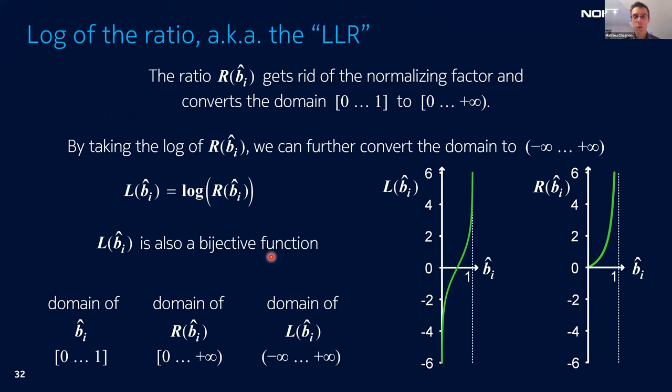And so we said that we can take the ratio to change the domain from 0 to 1 to 0 to infinity. Even better than that is to take the logarithm of the ratio, which will further convert the domain from 0 to 1, then 0 to infinity, and then minus infinity to plus infinity. By taking the logarithm of something that goes from 0 to plus infinity, I change the domain to minus to plus infinity. And again, the logarithm of that ratio is also a bijective function.